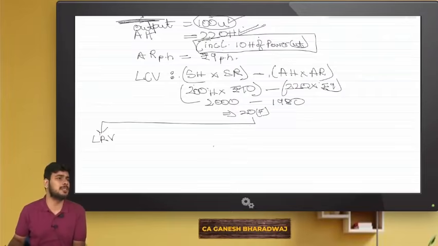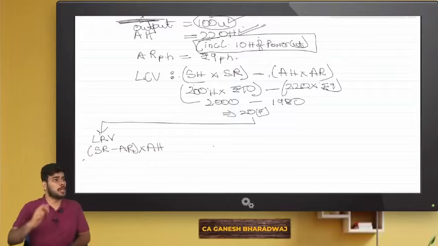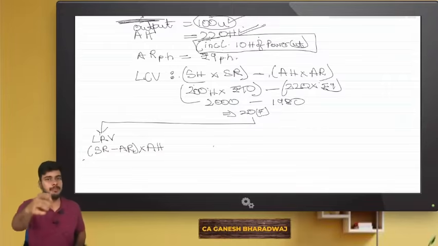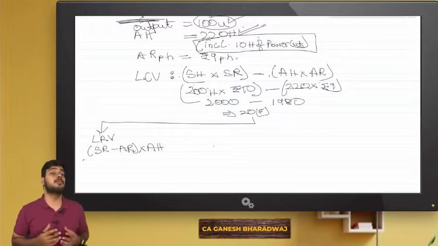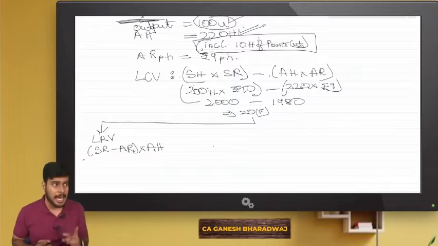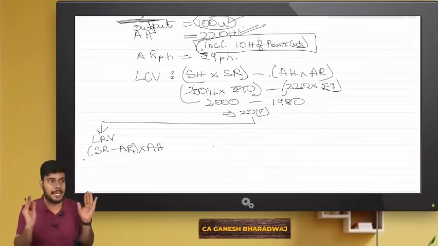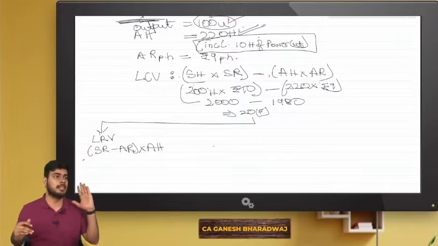Guys, labor rate variance. What's the formula? Come on, tell it out. Standard rate minus actual rate into actual hours. Actual hours is what? The entire 220. I will pay him for the entire 220. Can I tell him you didn't work for 10 hours, I will remove that? Absolutely not. The workers will get paid for the entire 220 hours. Correct or not, guys?